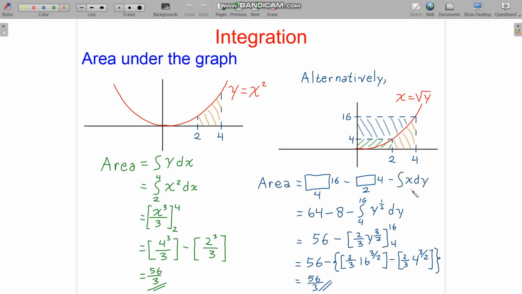So the integral of f of y, so the integral of x dy. y equals x squared means x equals plus or minus the square root of y. Positive square root of y means this part, and negative square root of y is the other half. So we're using the positive square root of y, which is the same as y to the power of 1/2. We integrate, we get y to the power of 3/2 divided by 3/2, so 2/3 y to the power of 3/2. Plug in 16, plug in 4, use a calculator, and we'll get exactly the same result.